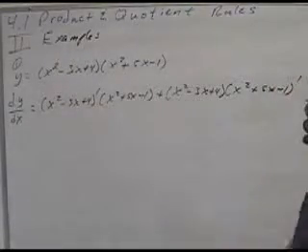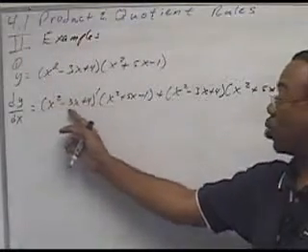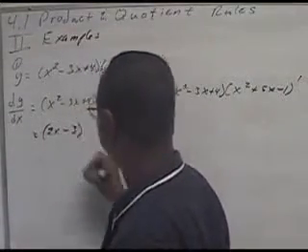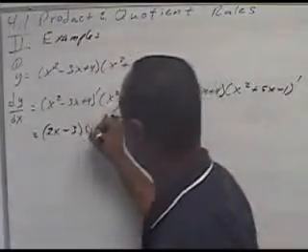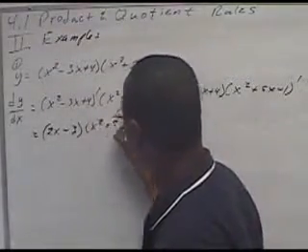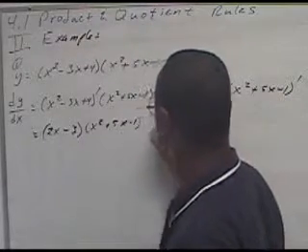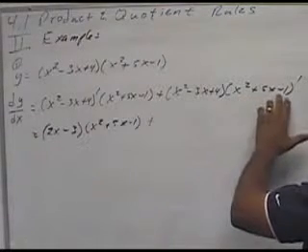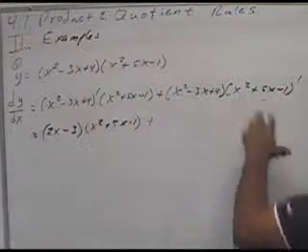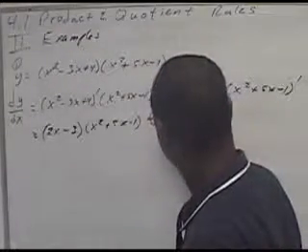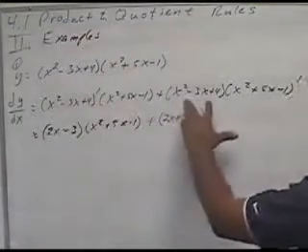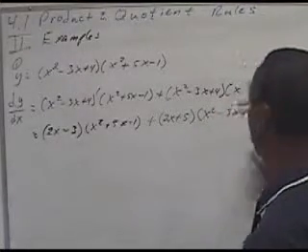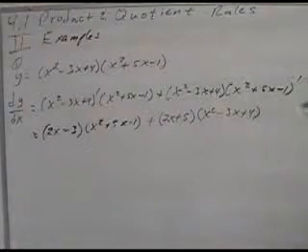Okay. Now, the derivative of x squared minus 3x plus 4 will be 2x minus 3 times this function x squared plus 5x minus 1. The derivative of this function here, x squared plus 5x minus 1, will be 2x plus 5 times the original function x squared minus 3x plus 4. And that's your derivative of y.